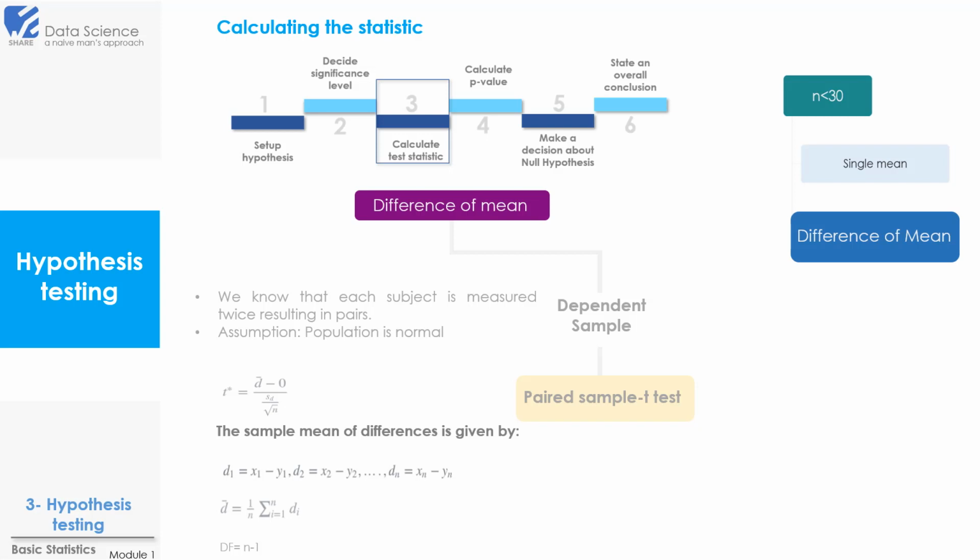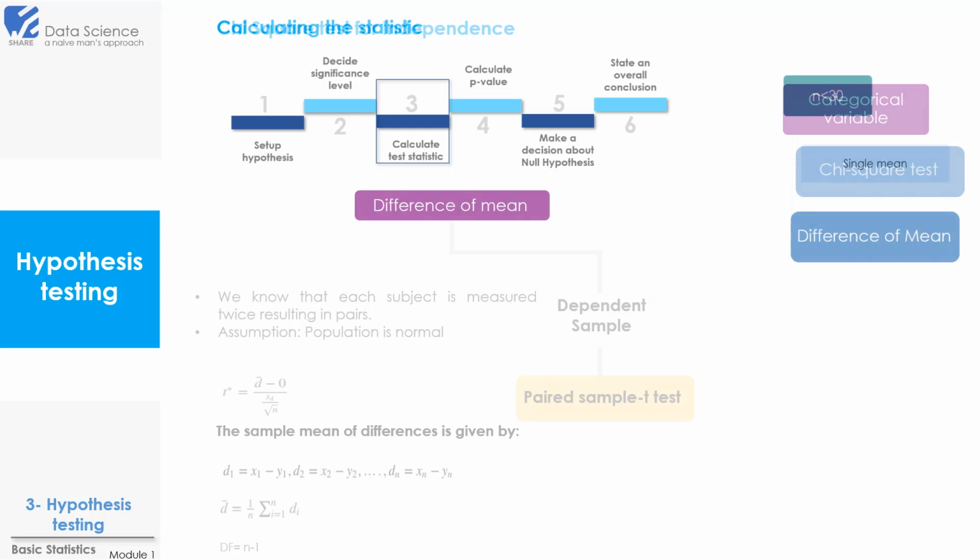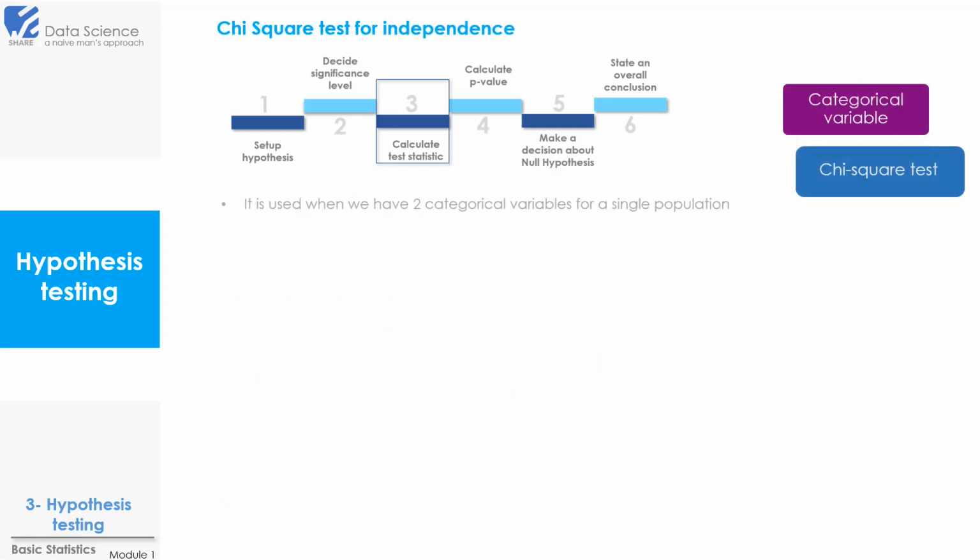Now let's move on to our third category, that is the chi-square test. So the chi-square test is applied when we have two categorical variables for a single population. For example, in an election survey, voters can be classified as per gender, and then they can further be classified based on their voting preferences. So in this case, we can use the chi-square test for testing if gender and voting preferences are independent of each other or not. So let's see what are the steps involved in chi-square testing.